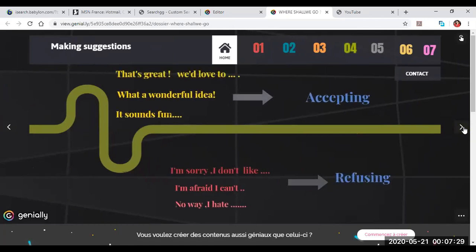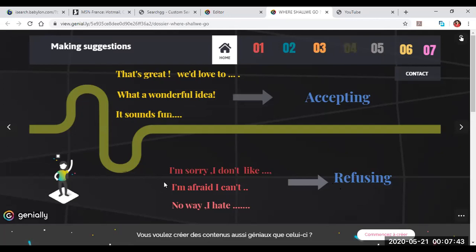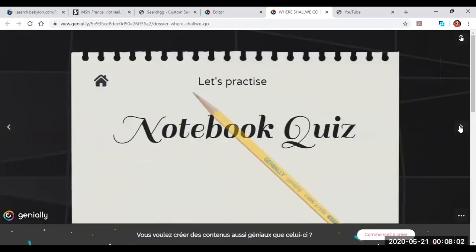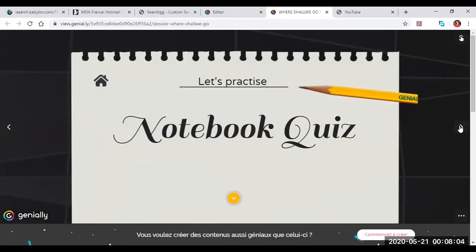For accepting suggestions, you can say, that's great, we'd love to. What a wonderful idea. It sounds fun. For refusing, you might say, I'm sorry, I don't like. I'm afraid I can't. No way, I hate. Let's go through more practice about making suggestions through the following slides. And this time it is another quiz. Okay, let's get started.